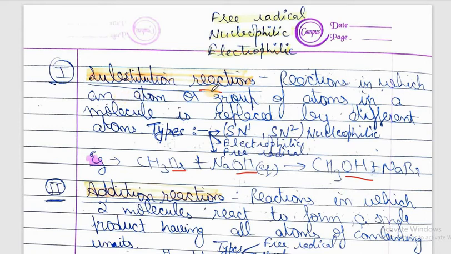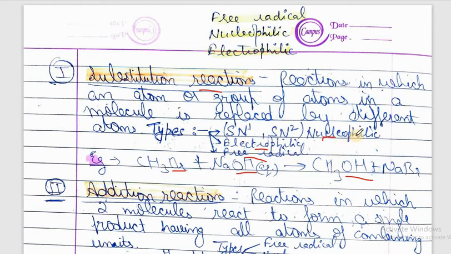Now these substitution reactions are of many types. These are generally of three types: nucleophilic substitution reactions, electrophilic substitution reactions, and free radical substitution reactions. These types of reactions we will be doing separately in different chapters, so we will not discuss these types in detail here. These reactions we will study with examples in different chapters.